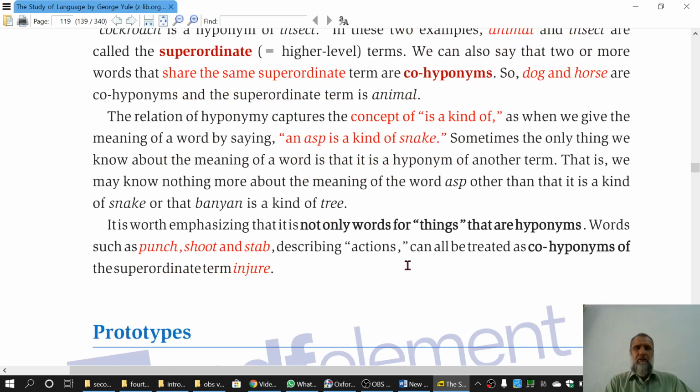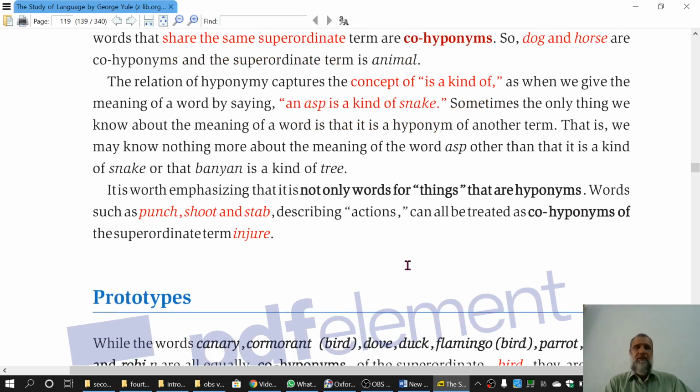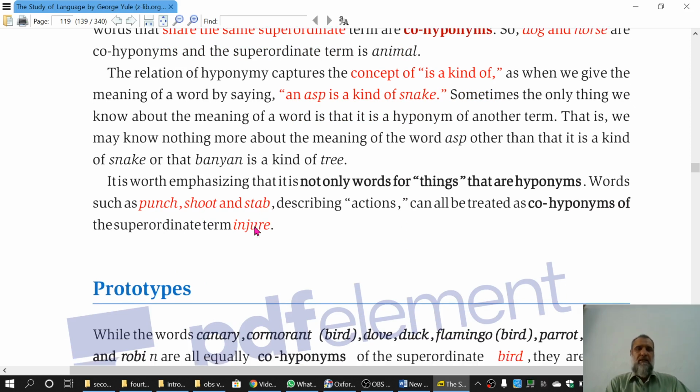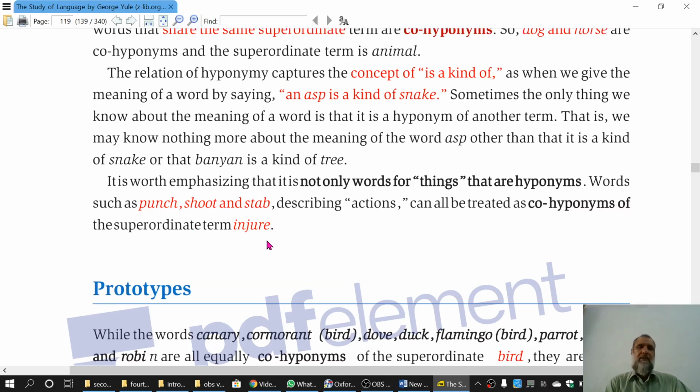Though these were all nouns and things, not only nouns take such hyponymy; this is also found in other words. For example, punch, shoot and stab, all of these three words are included in the meaning of injure. So they are co-hyponyms of the superordinate injure.